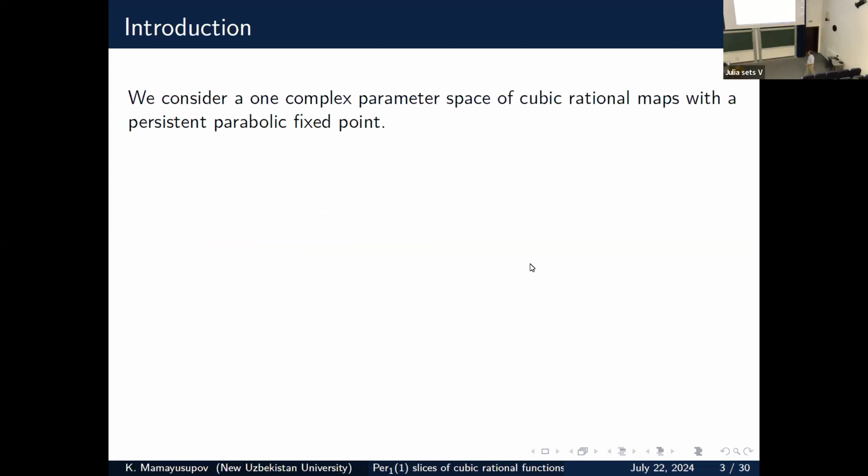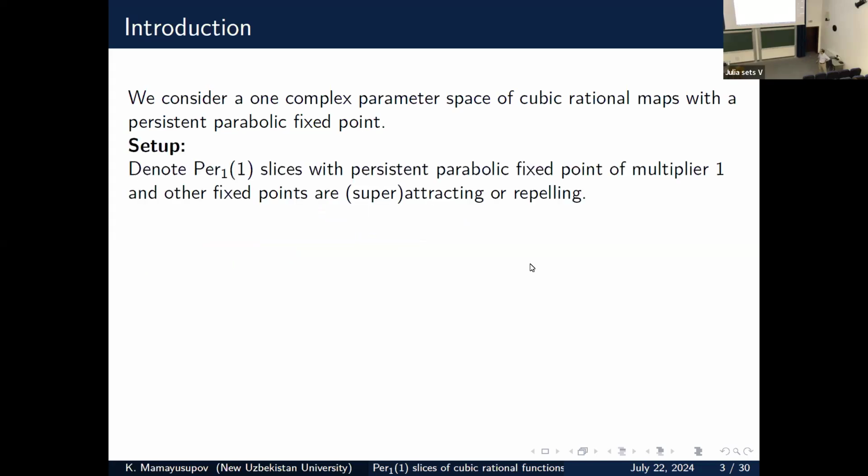So we have a one parameter family of rational maps with a persistent parabolic fixed point. So you can send it anywhere you wish. Now you have this multiplier 1. Then you have other fixed points, and you have little control on them. For instance, you can make them attracting or super attracting. For some other slices of maps, you can also have another situation.